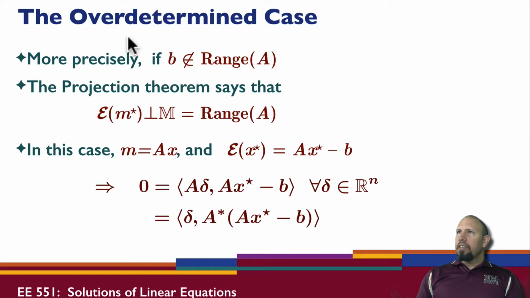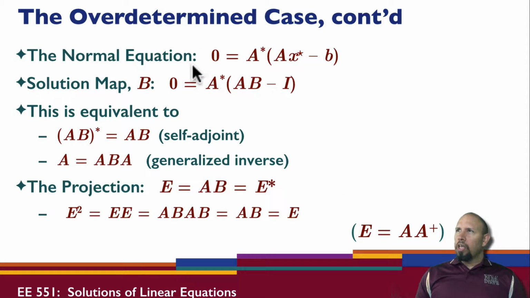So for the overdetermined case, B is not in the range of A. The projection theorem says that if we choose M as the range of A, then the error is orthogonal to that subspace. And so in this case, for any M which is equal to AX, the error of X star, the minimizer, satisfies this relationship: 0 is equal to A delta. So this is the normal equation. Okay, this is the normal equation that comes out. So in the normal equation, this must be satisfied. Again, with the solution map, this must be satisfied.